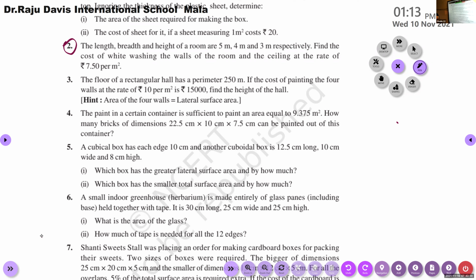The length, breadth, and height of a room are 5 meter, 4 meter, 3 meter respectively. Find the cost of whitewashing the walls of the room and ceiling at the rate of 7.50 per meter square.